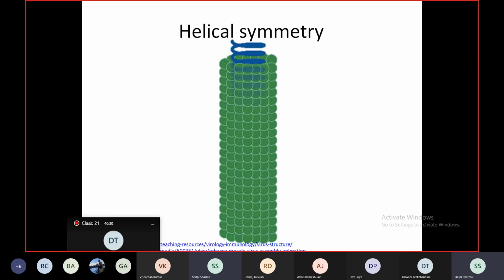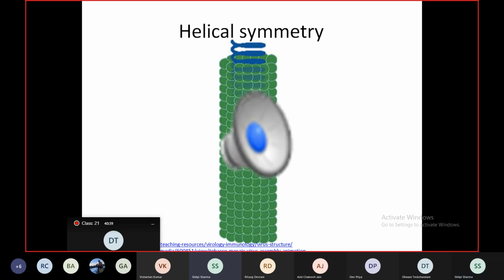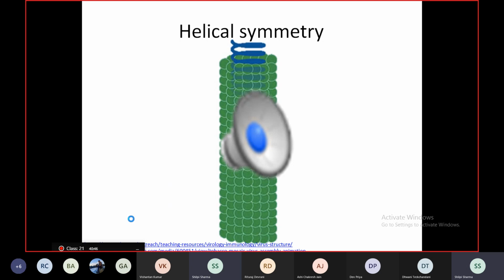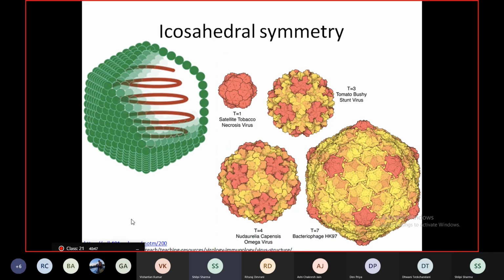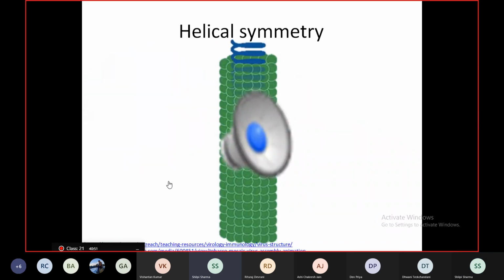Viruses with helical symmetry have identical protein subunits, and the protein subunits are called protomers. So they self-assemble. I was going to show you an animation here, but it's somehow not visible. Anyway, it showed how the protomers would align in a helical fashion, covering the genetic material in the center.